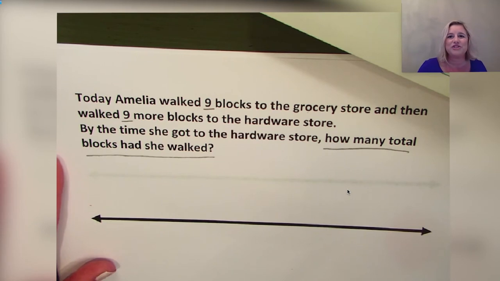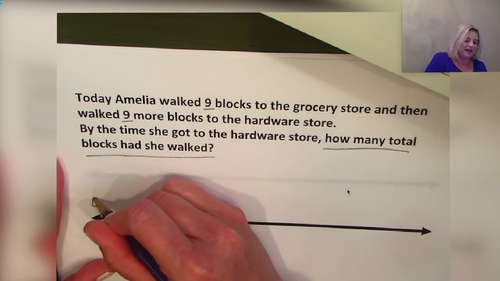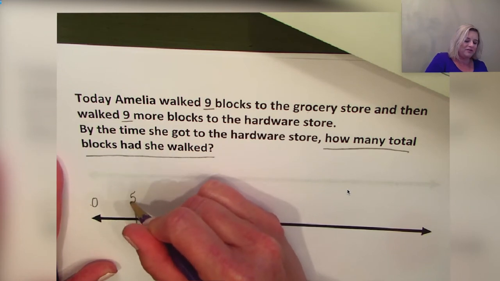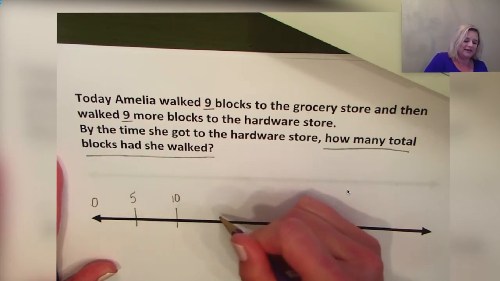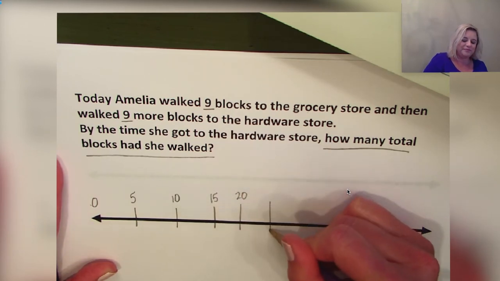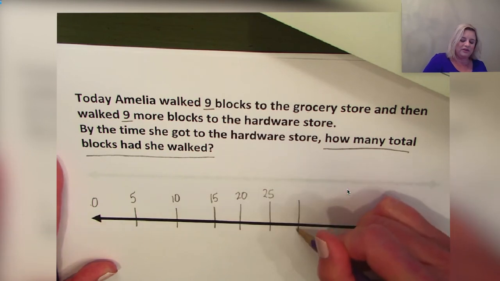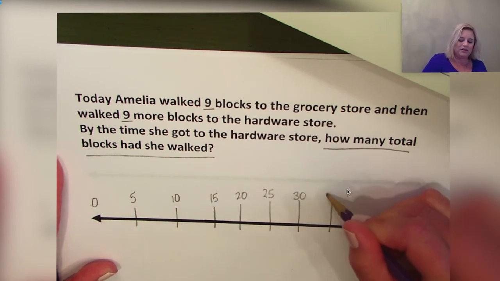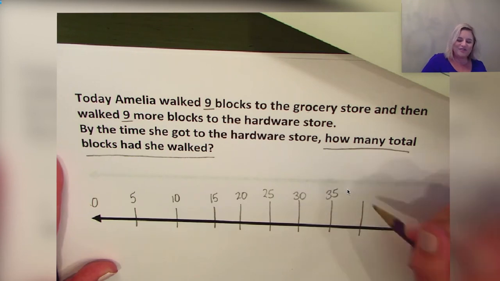Next, we added some numbers to our number line by drawing 8 hash marks as evenly spaced as we could, and then we will label these hash marks with numbers counting by 5s. Let's go ahead and get started. Remember, 0 goes on the far left, and then the first hash mark is 5. So here's my 0, 5, 10, 15, 20, 25, 30, 35, 40.